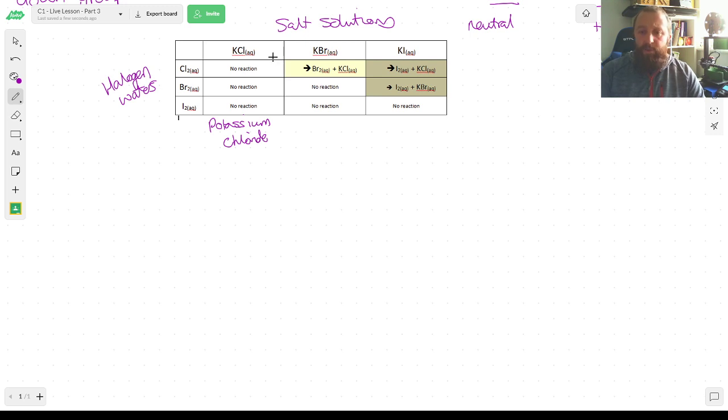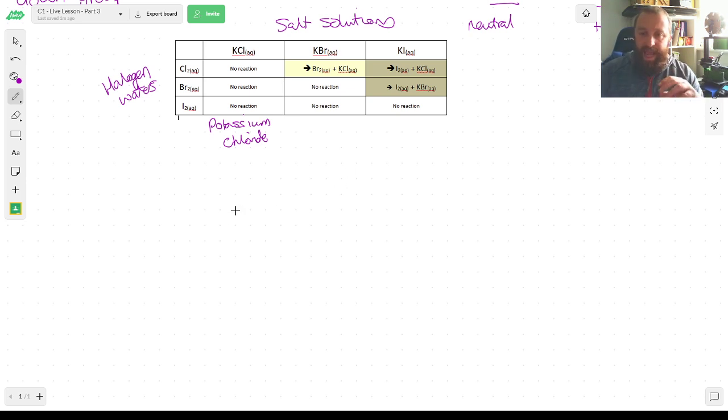Now, if you notice what's going on, we should be able to see that if we did this reaction, adding chlorine water to potassium chloride, we get no reaction. But if we add chlorine water to a potassium bromide solution or a potassium iodide solution, then we actually get a colour change. I've coloured these cells in so that we can see there's a colour change, and it's roughly the right colour for it.